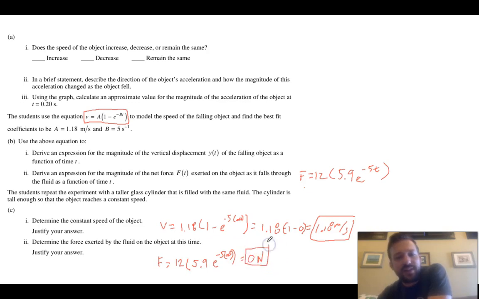Now the reason why it's 0 is because anything at a constant velocity has 0 acceleration. And if you have 0 acceleration, then that means that you have 0 net force acting on it, right? They had to have canceled out. If there was a force acting on it, then it would be accelerating. So that's all of this problem.